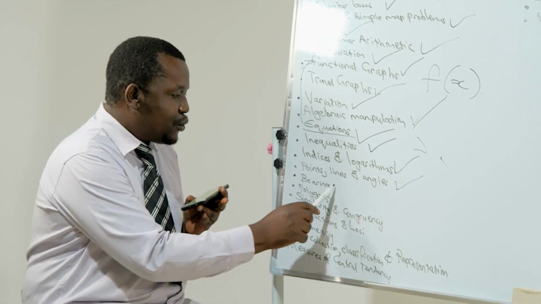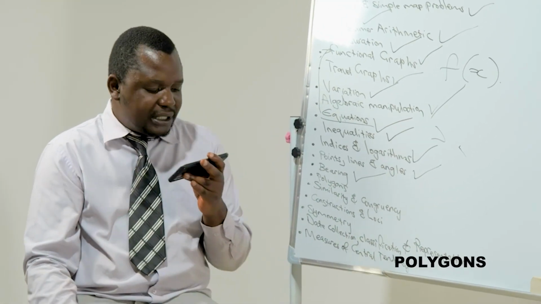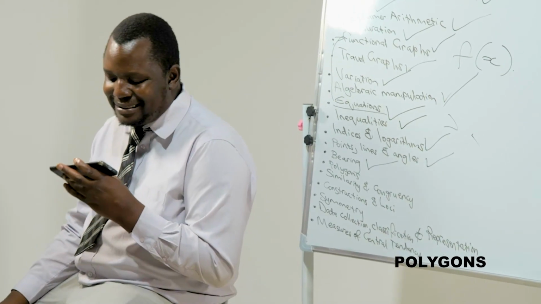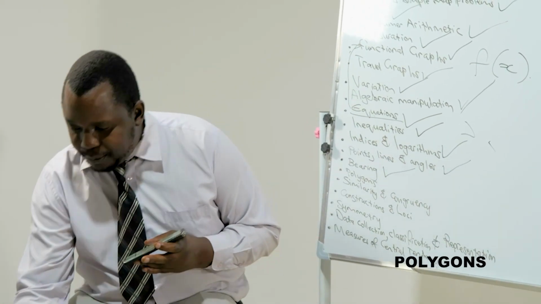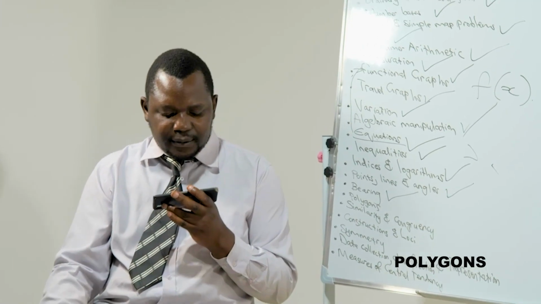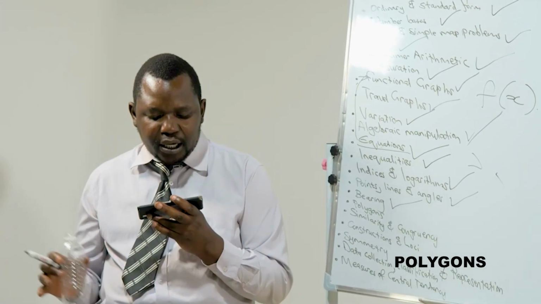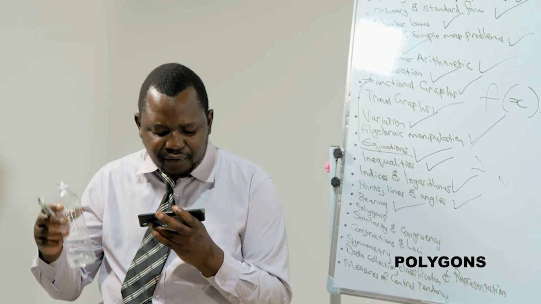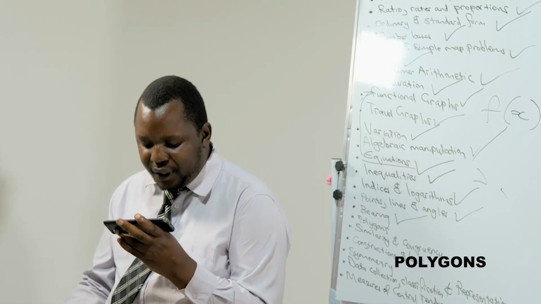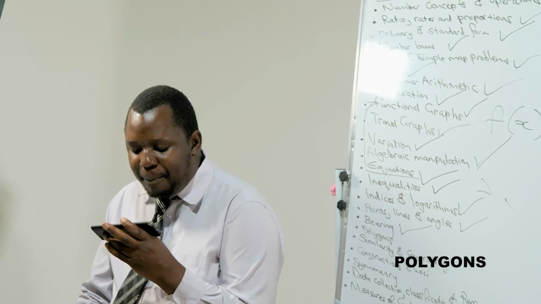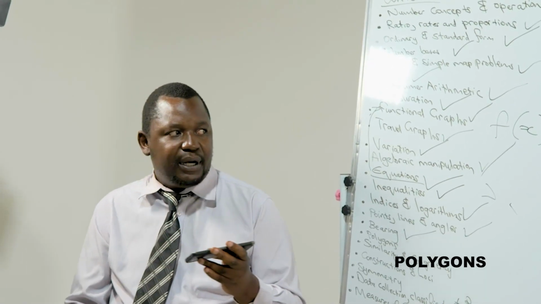Right. Next concept, polygons. A polygon is a shape with many sides. So the first objective under polygons is as follows. You need to describe the properties of a polygon. You need to solve problems involving n-sided polygons. You need to apply the properties of n-sided polygons.